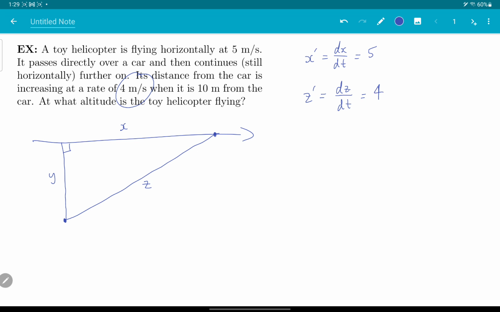So that's my 4. And the final number here is my 10. So 10 is the distance from the car to the helicopter. So that's z at some point in time. Okay. Now I've got x's, y's, and z's in my information here. So this is like my toolbox. So this suggests strongly that I use Pythagoras.